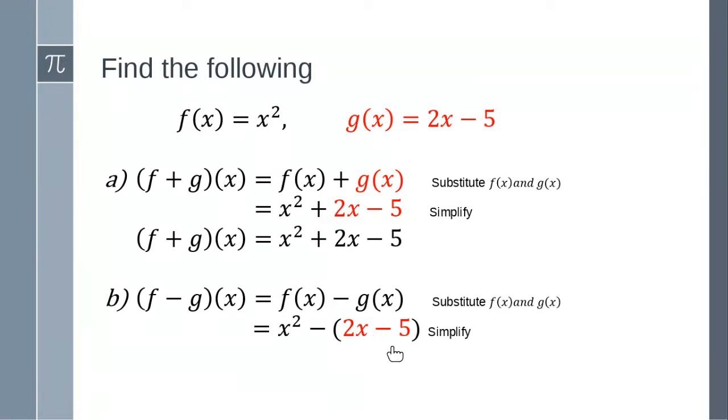And the reason we do that is so that we know that this subtraction sign is going to be distributed into all of g of x. So if we distribute negative times 2x and negative times negative 5, then we're going to get x squared minus 2x plus 5. We want to still continue to simplify. There's nothing here that we can combine, so our answer is just going to be x squared minus 2x plus 5.